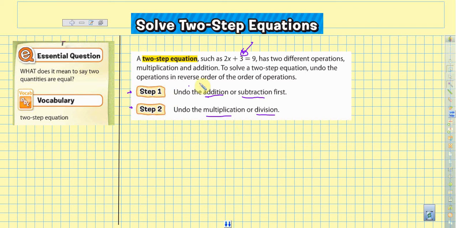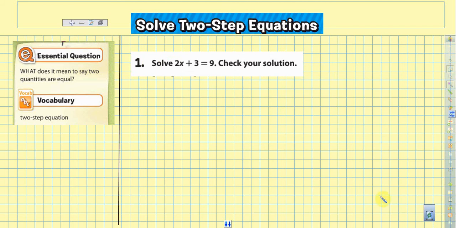So sometimes you're going to add, do the opposite, and then divide. Sometimes you'll add and multiply. Sometimes you'll subtract and multiply. Sometimes you'll subtract and then divide. It depends on the problem. It depends on the situation. Okay, so that's a two-step equation. Let's see how this is going to work.